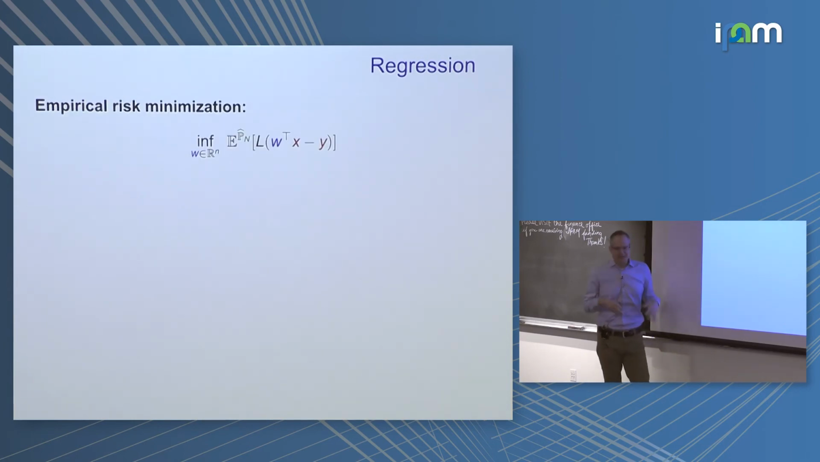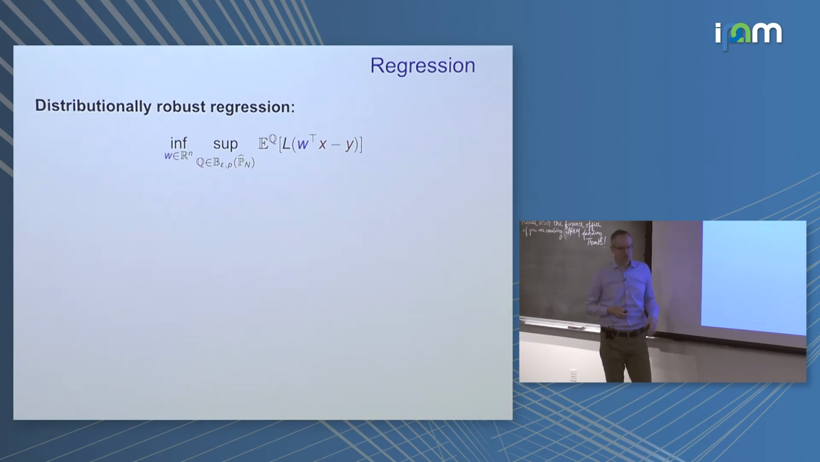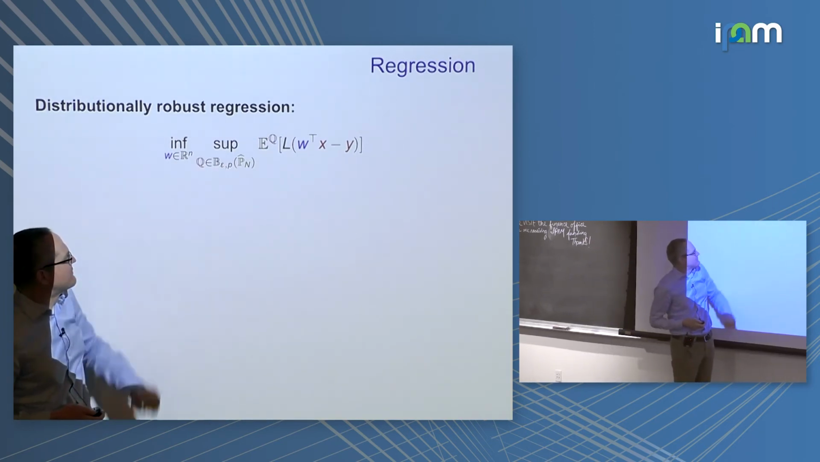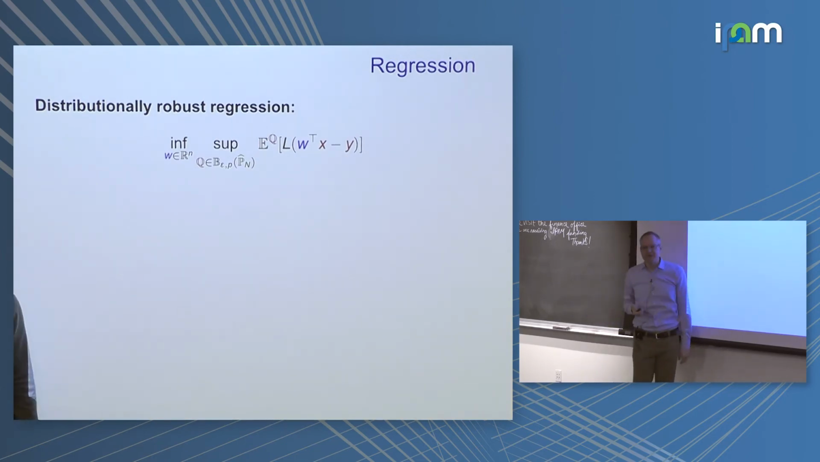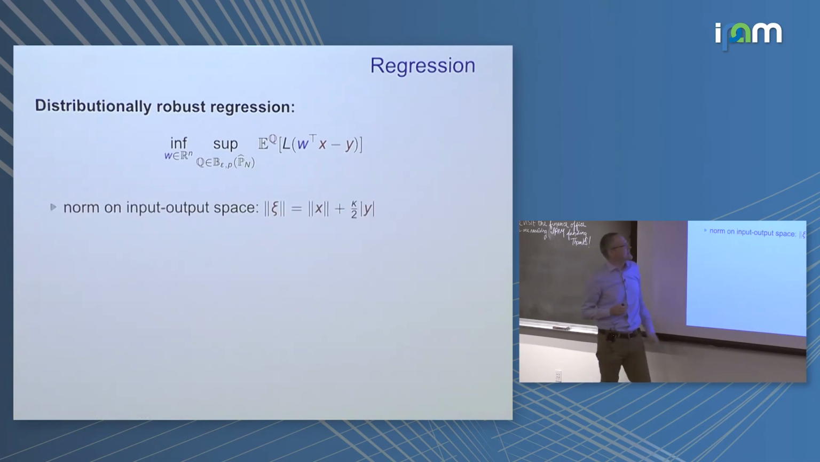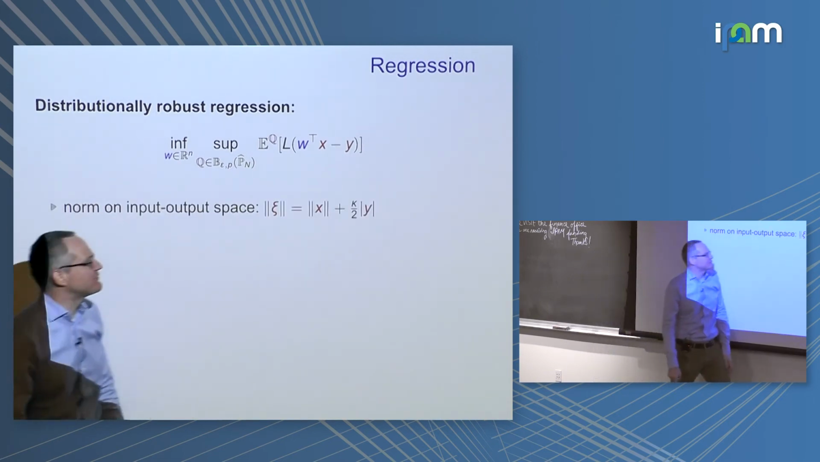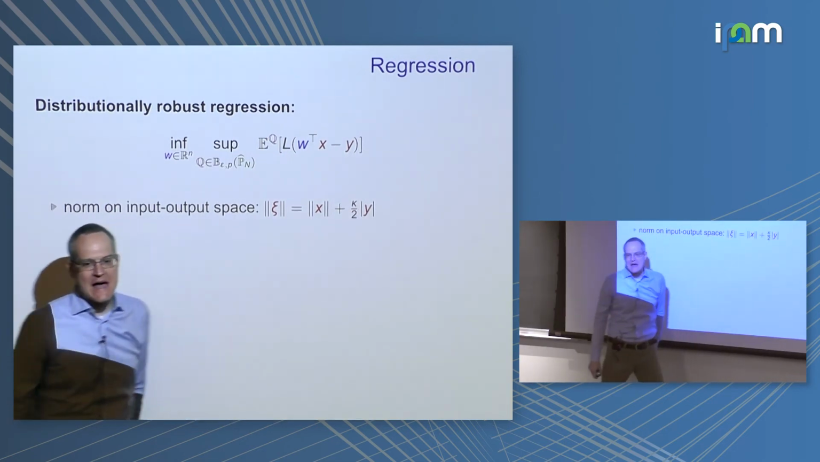So again, we have a nominal risk minimization problem, and we regularize it by formulating the distributionally robust version of it. Here we use an arbitrary type p Wasserstein ball for the moment. Again, I need to specify how I'm going to measure transportation costs in the input-output space. And I'm going to use the same norm as before, which is additively separable with some norm on the input space plus kappa over 2 times the absolute value of the output.